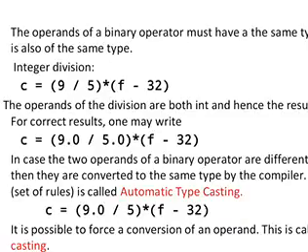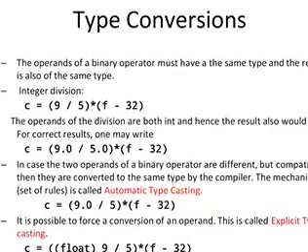Type conversions. The operands of a binary operator must have the same type, and the result is also of the same type. Integer division. See the example, C equal to 9 by 5 into f minus 32. The operands of the division are both integer, and hence the result would also be integer. For correct results, here see the floating point numbers or float values.